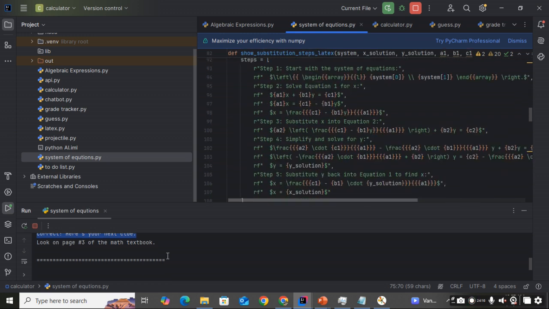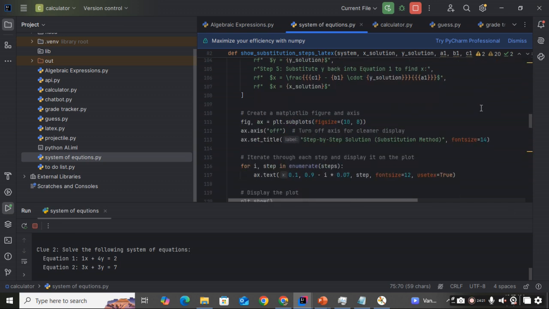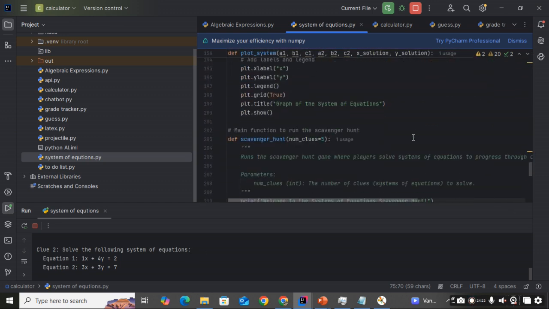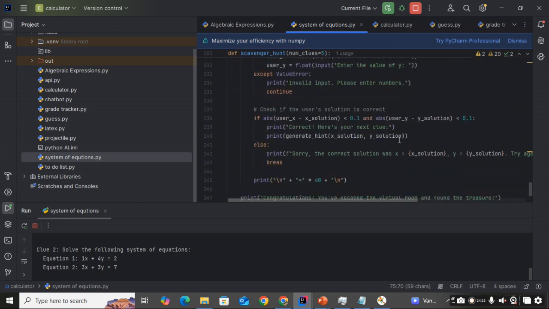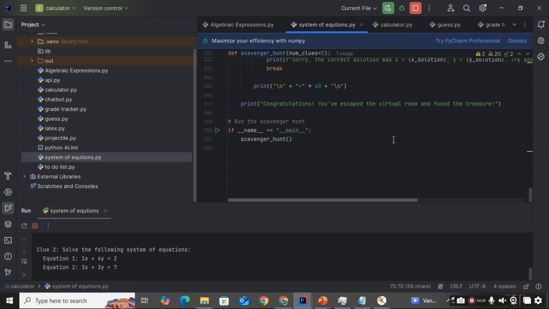Now, after that, it will generate another clue, number 2, solve the following systems of equations. Then that's it. The user of this could proceed with the other problems, and after a while he will be familiar with the process of solving systems of equations. After a few tries, say after doing 10 clues or 10 systems of equations, he will be already proficient in solving systems of equations through substitution and elimination.